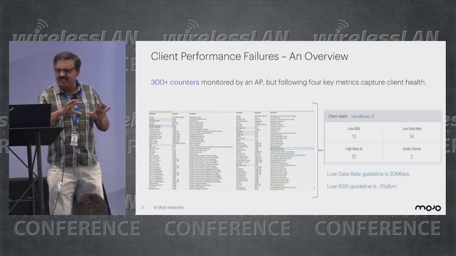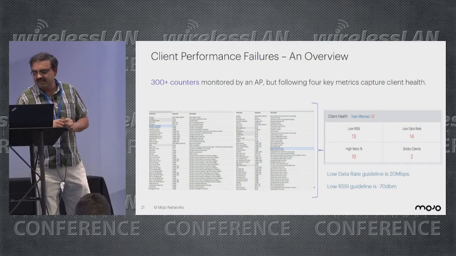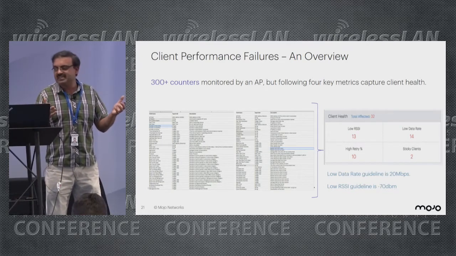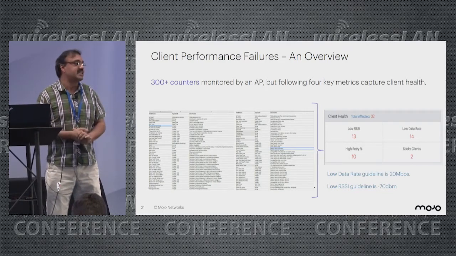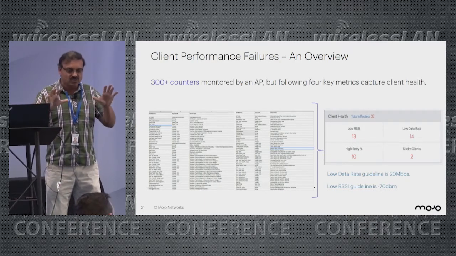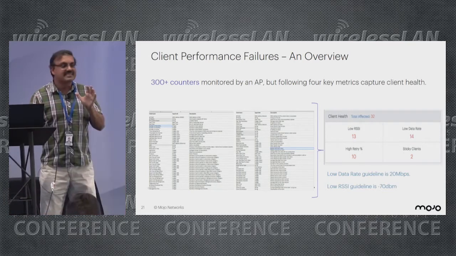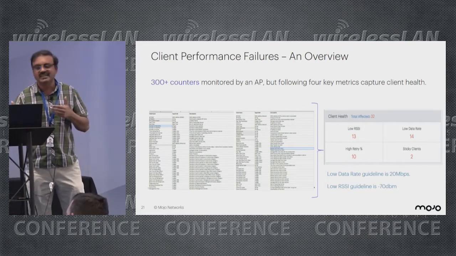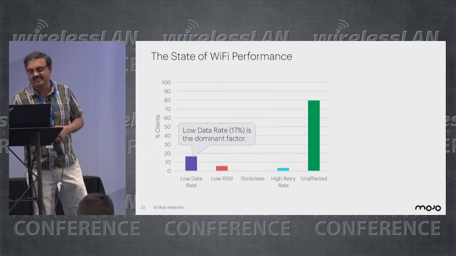And we've used some rough guidelines in our analysis. Basically, low data rate means a client is connecting at less than 20 Mbps, and low RSSI means it is connecting at less than minus 70 dBm. Since most of the deployments are planned with parameters like this, I think our analysis is closer to reality, because this is what people mostly use in practice, right?